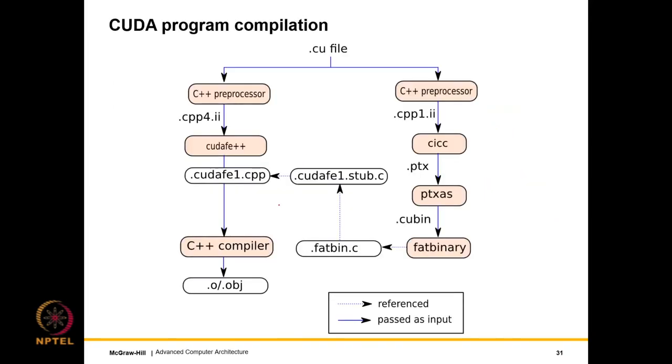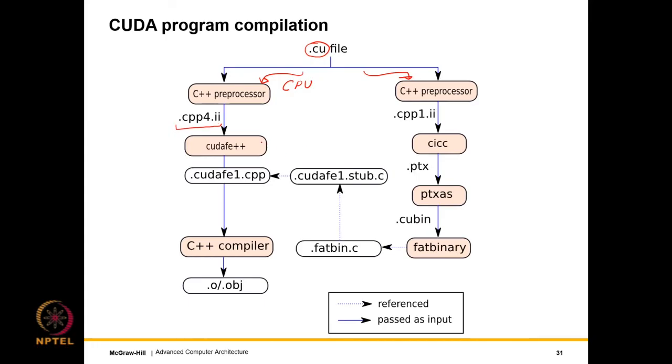Here is the flow of the compilation of a typical CUDA program. We create a .cu file. The .cu file is sent in two directions, towards the CPU compiler and towards the GPU compiler. Let's look at the CPU side first. We have the regular compilation stages. We have the C++ preprocessor over here, which creates a file with the extension .cpp4.ii.